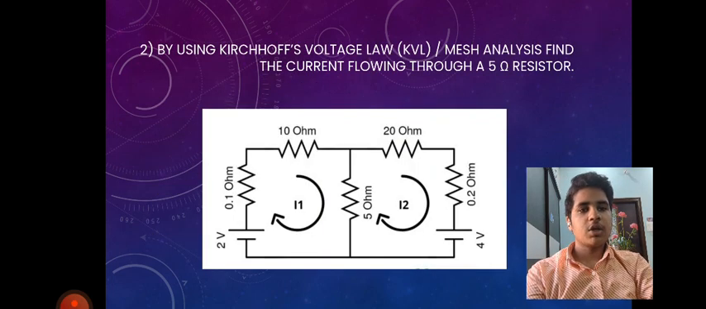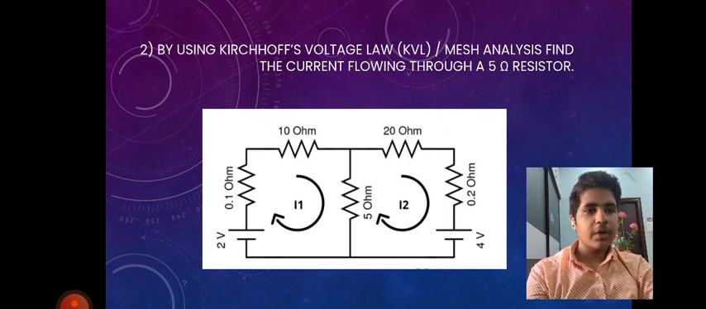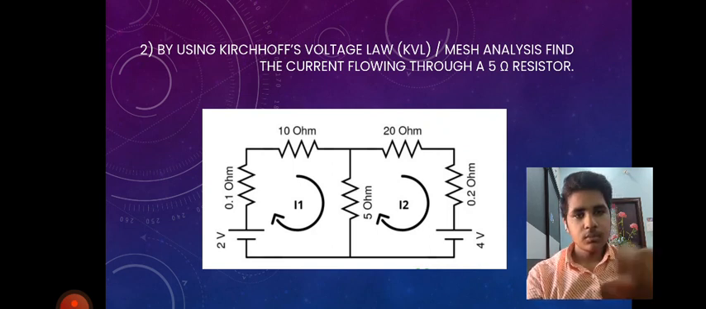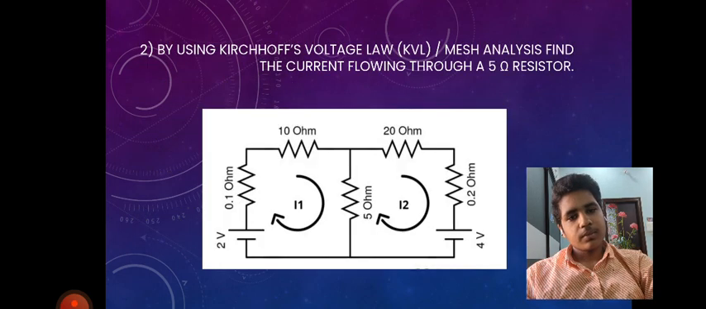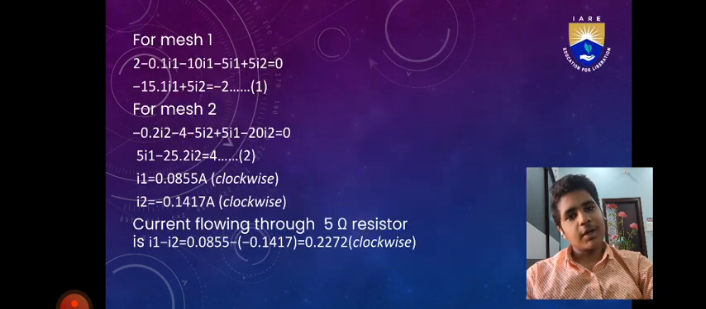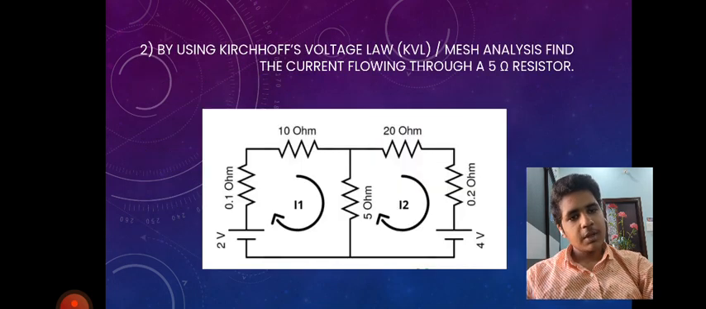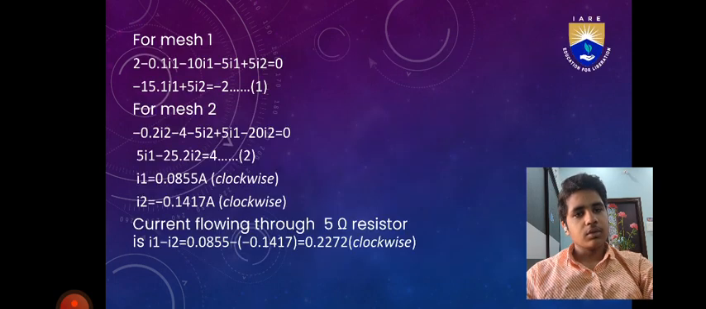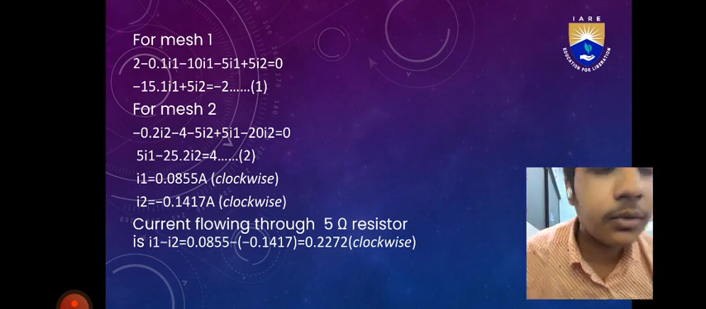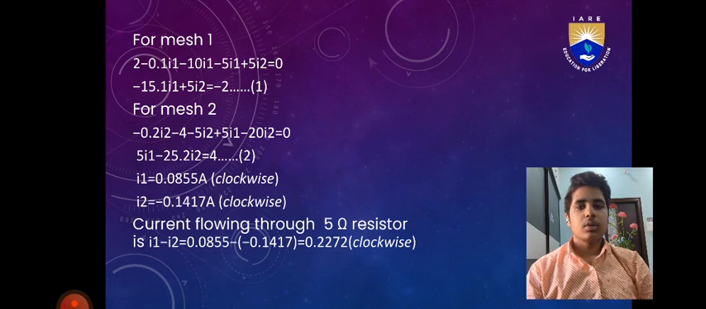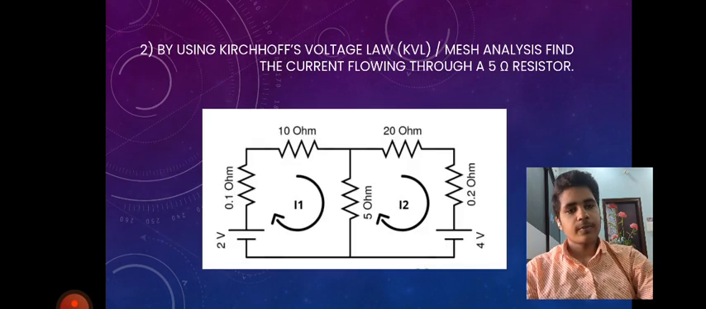So by using Kirchhoff voltage law, find the current flowing through 5 ohm resistor. So in loop 1, minus 2 volts minus 2 plus 0.1 I1 plus 10 I1 plus 5 I1 minus 5 I2 is equal to 0. So minus 15.1 I1 plus 5 I2 is equal to 2. Let that be equation 1.